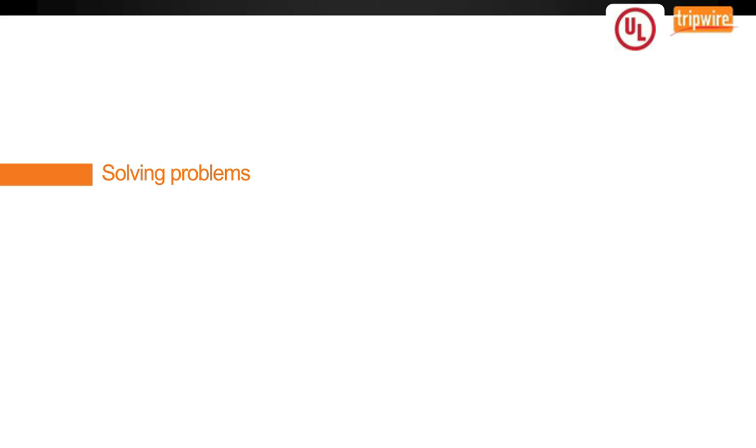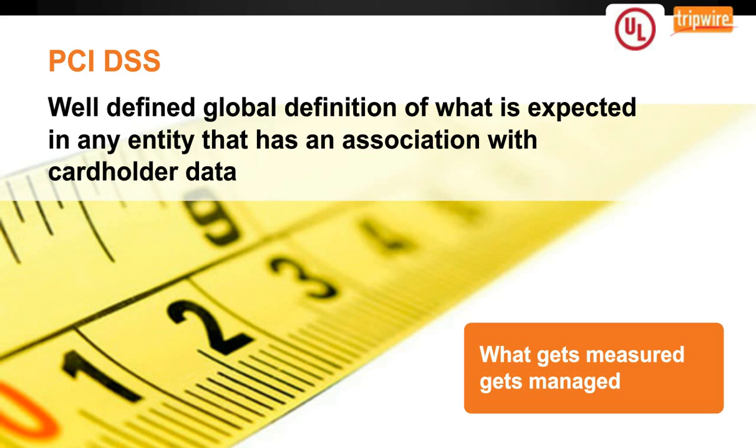So what problems is PCI DSS really trying to solve? The first one is PCI DSS is a well-defined global definition of what is expected in any entity that has an association with cardholder data. It explicitly has a whole lot of rules, over 300 rules, of what you're expected to do. And they're in English, and it's been translated into lots of other languages. I know there's a Chinese version, both simplified and traditional. And it tells you exactly what you should do in your cybersecurity space to help protect your organisation.